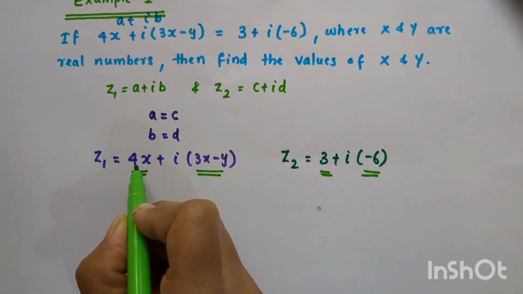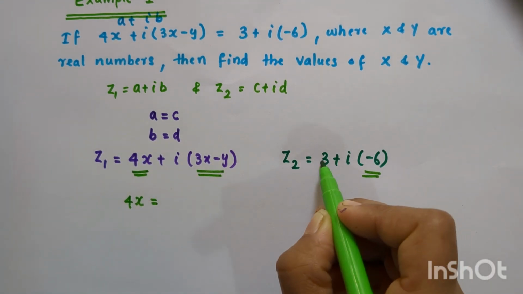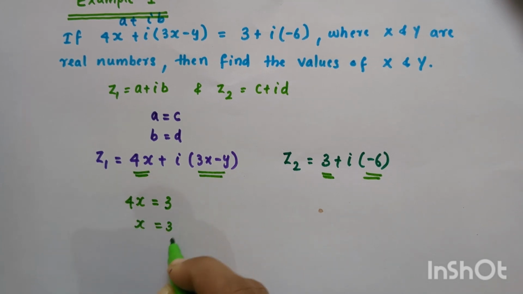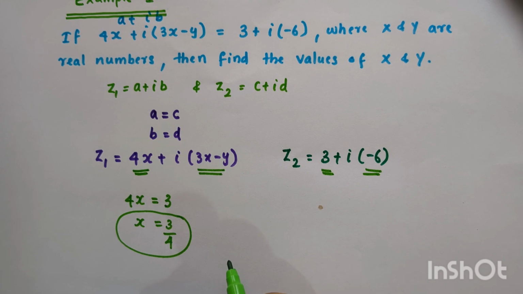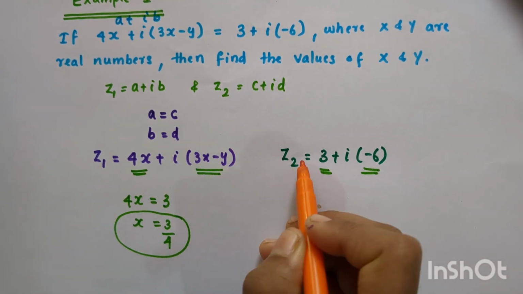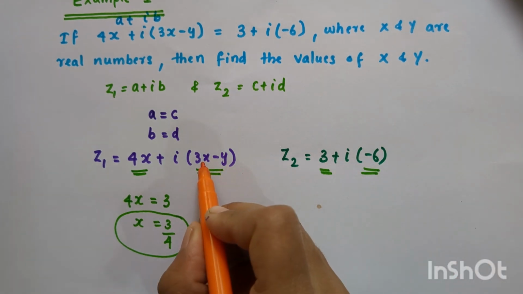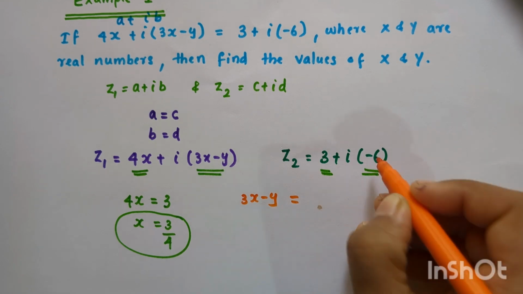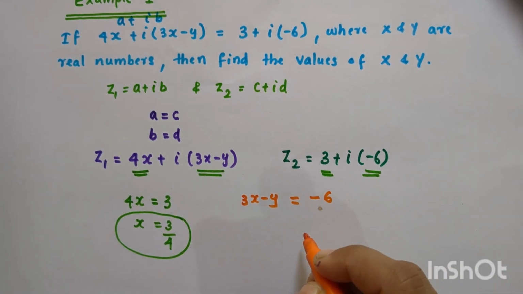So the real part of z1 is 4x. It is equal to the real part of z2, which is 3. From this we can write x is equal to 3 by 4. Okay, so we got the value of x. Similarly, these two are equal if their imaginary parts are also equal. So the imaginary part of z1 is 3x minus y. That will be equal to the imaginary part of z2, which is minus 6.